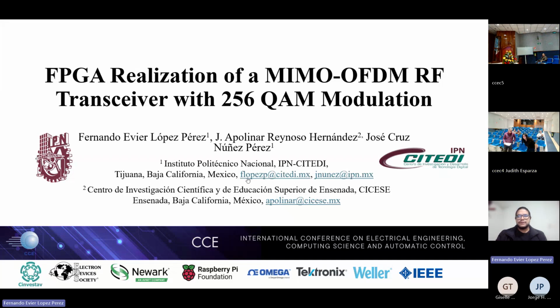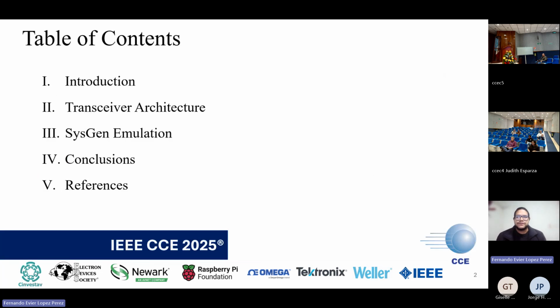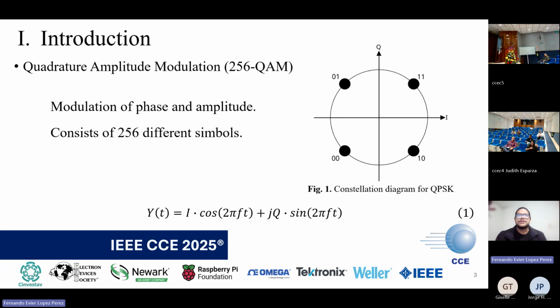Thank you. Well, first of all, hello. My name is Fernando, and I'll be presenting the work titled FPGA realization of a MIMO OFDM RF transceiver using 256 QAM modulation. Overall, the contents for this presentation will be a brief introduction to the technologies used in this work, mainly 256 QAM, MIMO, and OFDM, as well as the transceiver architecture proposed for this work, and some System Generator emulations of the system working, along with some conclusions and the references for this work.